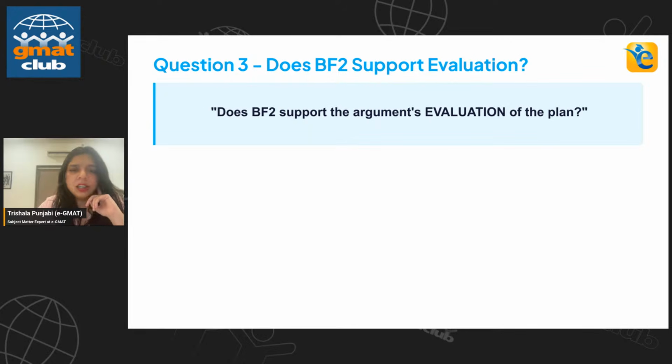Okay. Tell me this. Does BF2 support the argument's evaluation of the plan? Yes, no, maybe so. Does BF2 support the argument's evaluation of the plan? This is the question, and this is the boldface.